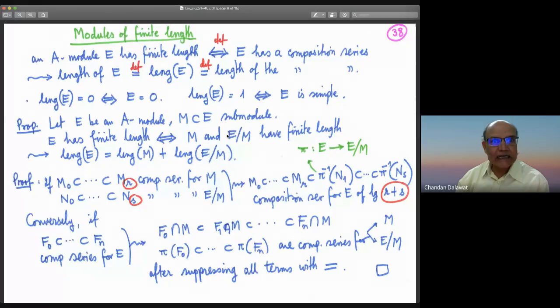We come to modules of finite length. So we will say that an A module E has finite length if it has a composition series. We have seen that any 2 composition series for the same module have the same length. So we can define the length of this module to be the length of any of the composition series for that module. So to say that the length of a module is 0 is the same as saying that the module itself is 0. To say that a module has length 1 is the same as saying that the module is simple. Okay?